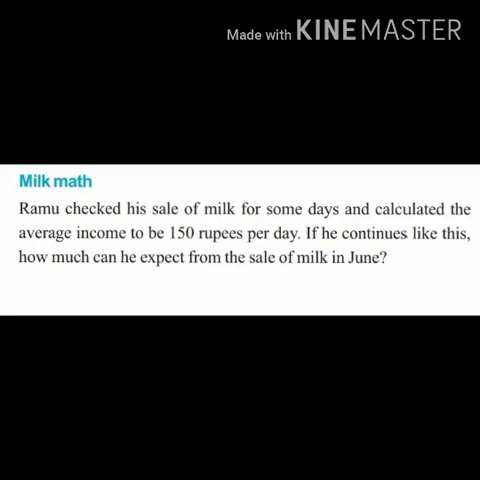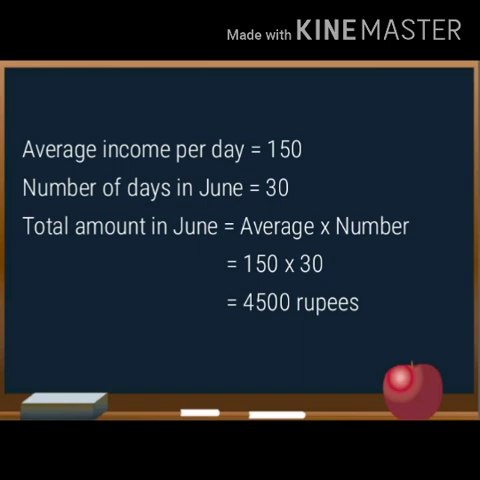Here the average income per day is 150 rupees and the number of days in June is 30. The total amount in June we can get by multiplying the average and the number. That is 150 into 30, that is 4,500 rupees.